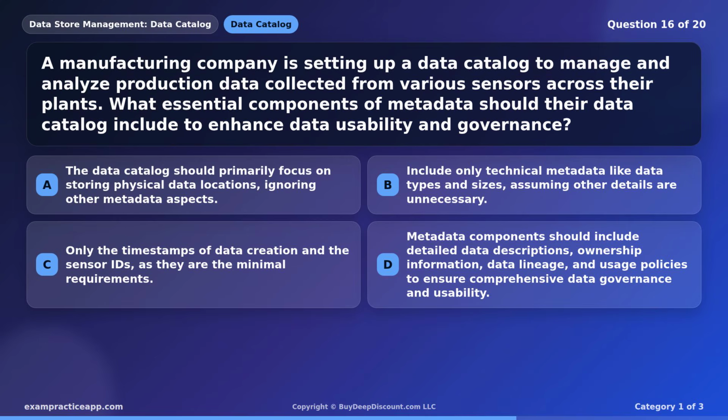This includes not only technical metadata like data types and sizes but also detailed descriptions, ownership details, data lineage, tracing the source and lifecycle of data, and usage policies. These components enhance the catalog's utility by ensuring data is well governed, traceable, and aligned with compliance and operational standards.